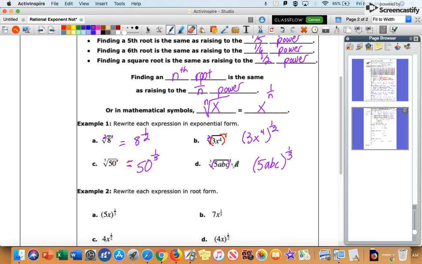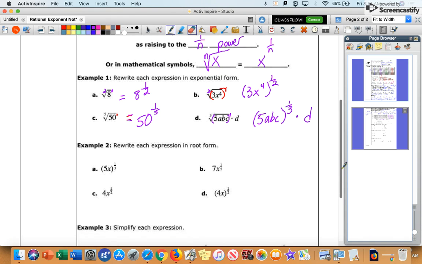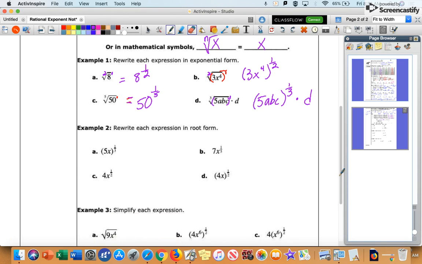And notice this d was not underneath the root, not being raised to a particular fractional power. So we'll just write that separately as 5abc to the 1/3 power times d. So you're just practicing rewriting these expressions in root form.